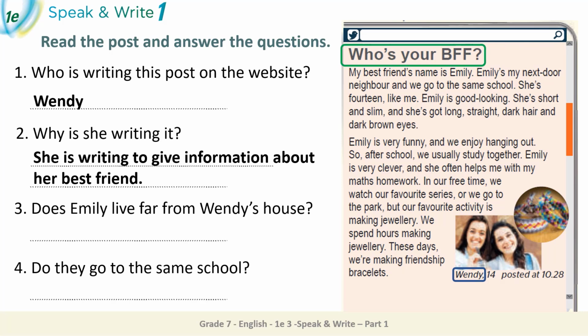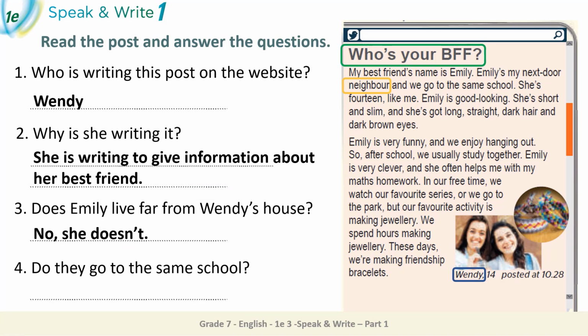Now, let's move to question number 3. Does Emily live far from Wendy's house? That's perfect. No, she doesn't. Can you find the answer in the text? That's perfect. They are next door neighbors.